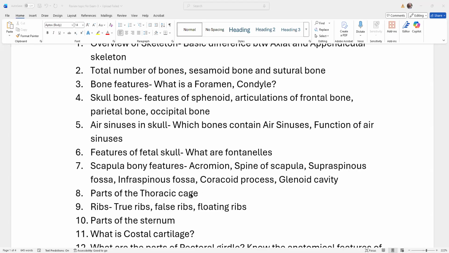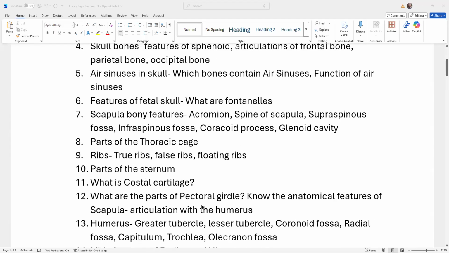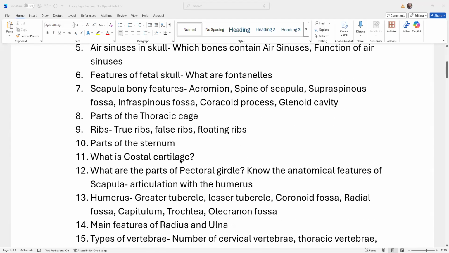What are the different types of ribs? True ribs, false ribs, floating ribs? Why is it called false rib? Why is it called true rib? And why is it called floating ribs? What are the parts of the sternum? What is costal cartilage?